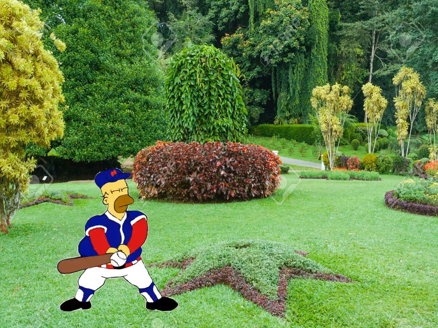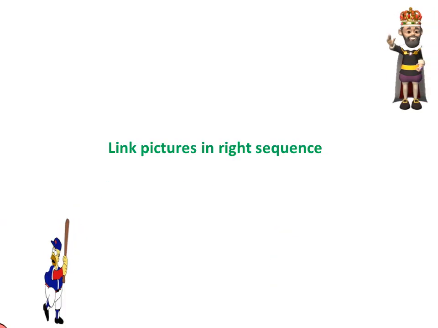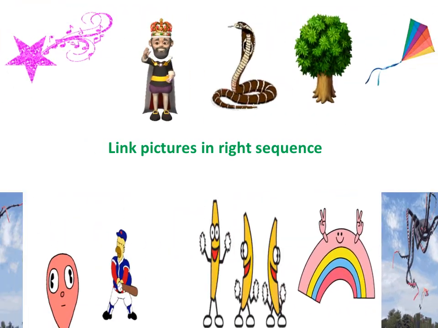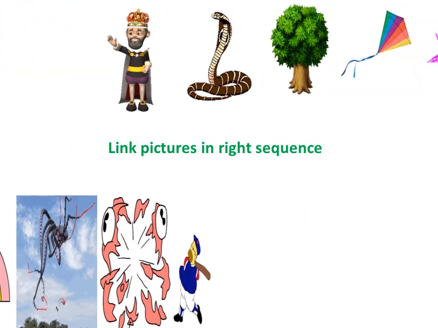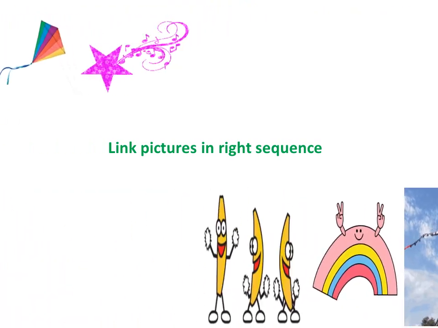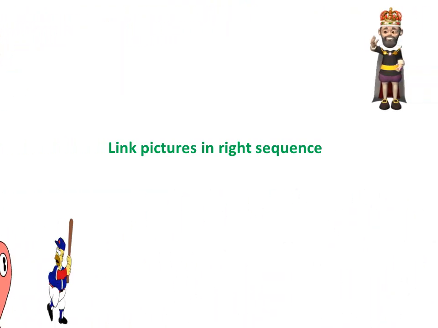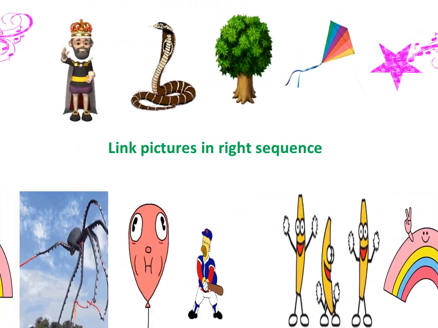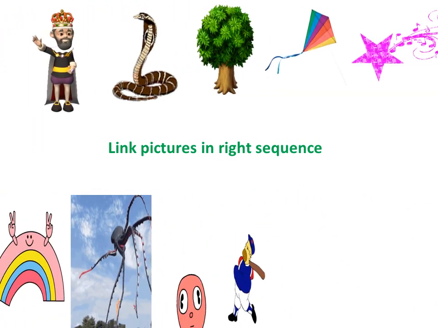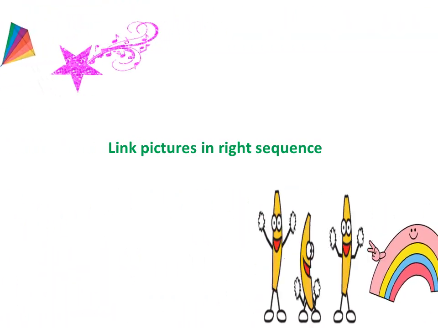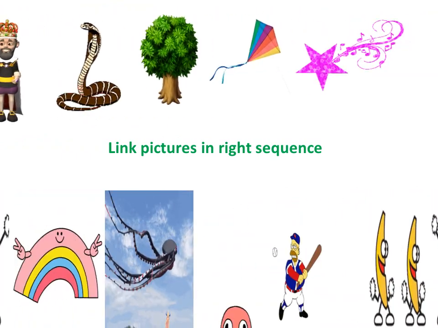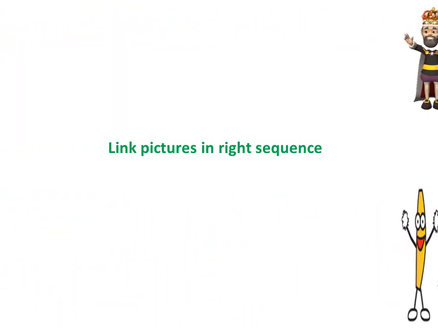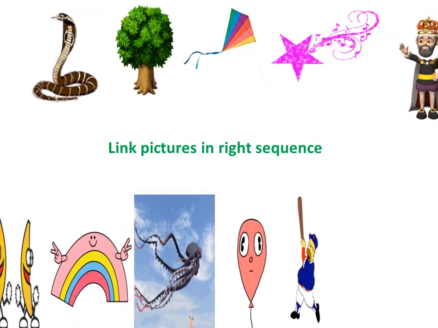So, let's recall our story in chronological order. Who was walking in the garden? Yes, the king. What appeared all of a sudden in front of the king? Yes, the snake. Where did the snake hide? Yes, behind the tree. What did the snake turn into? Yes, into a kite. What starts shining in the broad daylight? Yes, the stars. Seeing the magical stars, what happened to the soldiers?